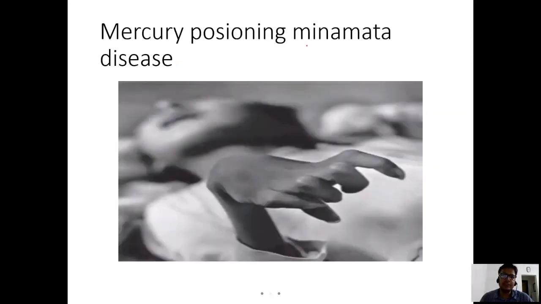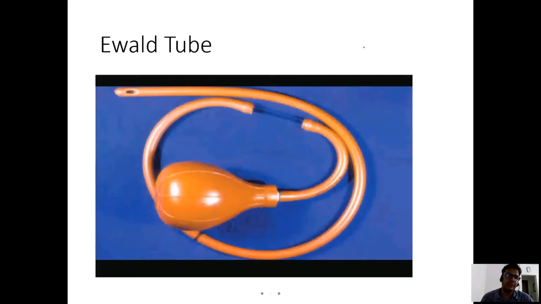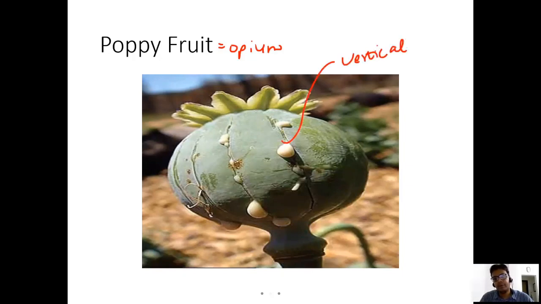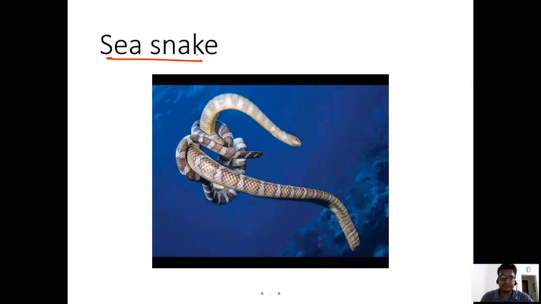This is mercury poisoning causing Minamata disease in Japan. This is a Ryle's tube used for gastric lavage. Poppy fruit, by which we take opium out. And I told you vertical incisions are given. Sea snake, which is a myotoxic snake.